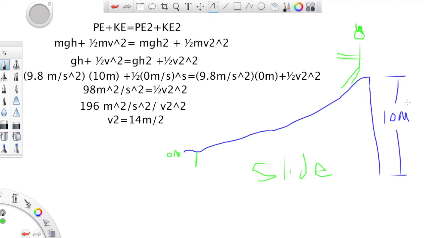Sorry about the typo. I messed up. But yeah, so you could have a baby or an adult do this, and they'll both go down the same speed as long as they both use the same starting force.